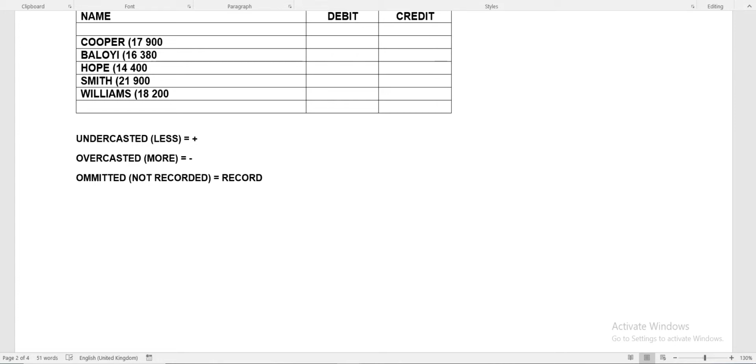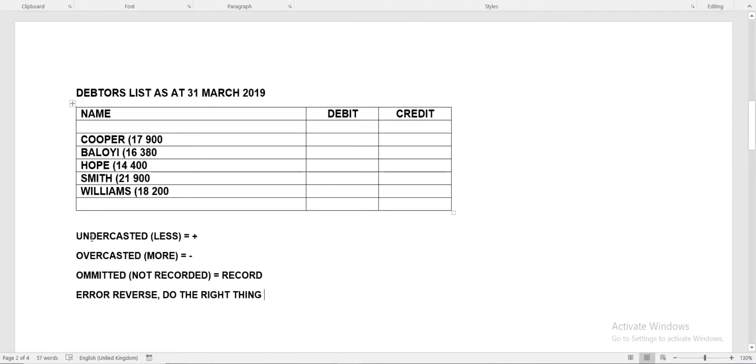And then the other word that we have here is when they've made an error. When they've made an error, what must you do? The first thing that you must do is reverse that error. You must reverse it and then do the right thing. Okay, this will make your life easy. I hope we understand each other, and these are some of the things that you need to know. And if they don't want to say undercasted, they can say understated.